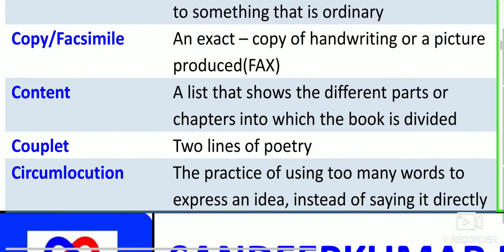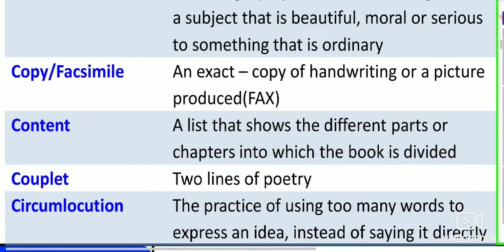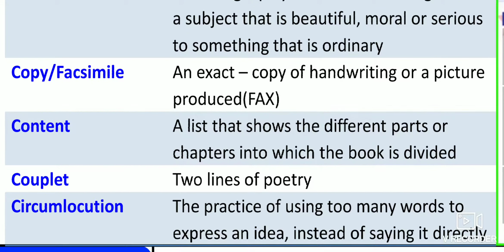Next we have copy or facsimile, that is an exact copy of handwriting or a picture produced by fax. Content means a list that shows the different parts of the chapters into which the book is divided. Couplet means two lines of poetry. Please remember, couplet means two lines of poetry.